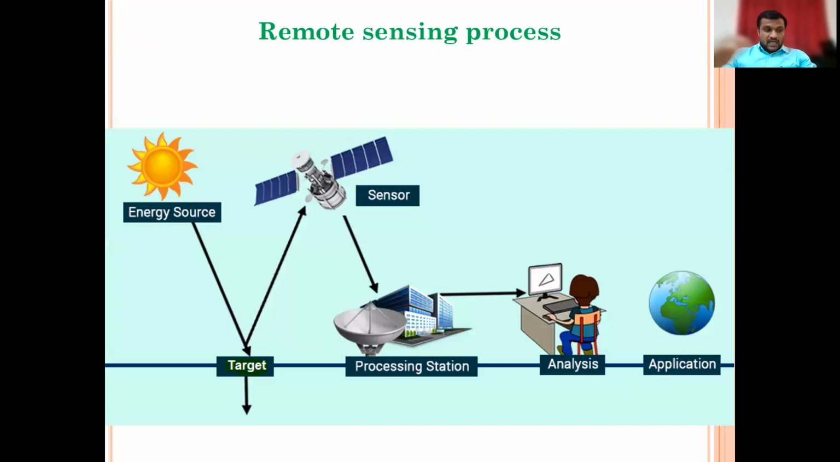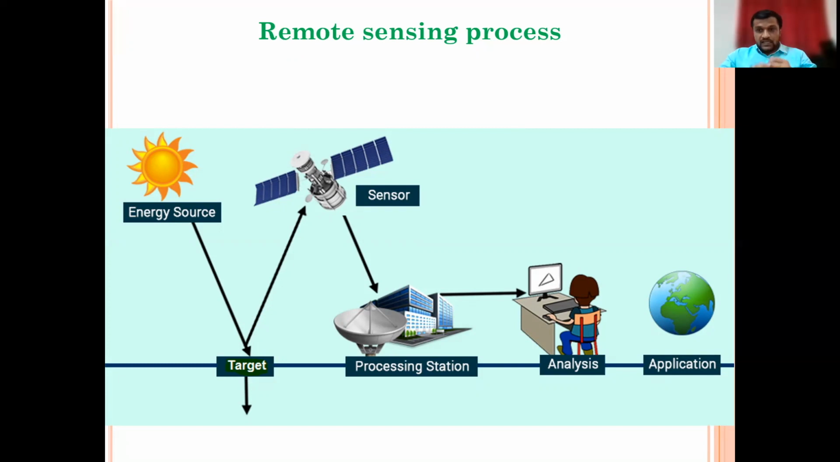So this is the entire process of remote sensing. First, we should have an energy source. The Sun is a natural source of energy. The radiation coming from the Sun reaches the earth surface and interacts with the target on the ground. The energy reflected from the target is received by the sensor. These sensors are mounted on the satellite, and the received reflectance information from the target is transmitted to the ground processing stations, where the information is processed into images.